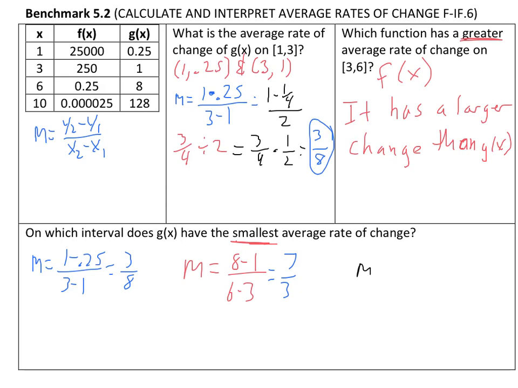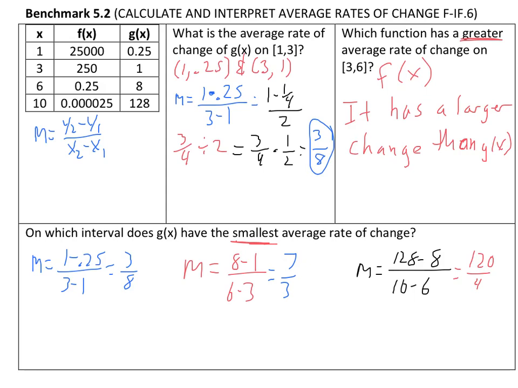So this is the last one. I'm going to do, for the last one, 128 minus 8 over 10 minus 6. So 120 over 4. Is that pretty obviously bigger than 3/8? So was it really necessary to check this? No. I mean, yes, this was the smallest. But you've got to be careful, because sometimes we can make these so that you think it is this one and it could be another one due to how the x's are changing.